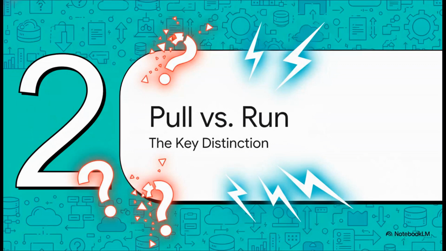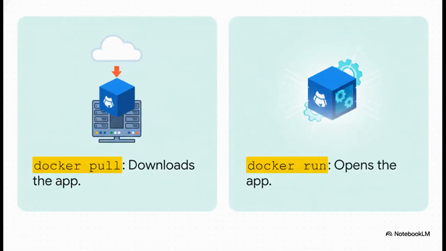Okay, this next part is maybe the most important thing to get right. It's the one thing that trips everyone up at first, the difference between pull and run. Let's make this super clear. Docker pull only downloads the app. That's it. The best way to think about it is like this. You go to the App Store on your phone and you download an app. It's on your phone now, right? But is it running? Nope, it's just sitting there. Docker run, that is when you tap the icon to actually open it up and start using it. So remember, pull is getting it, run is using it.